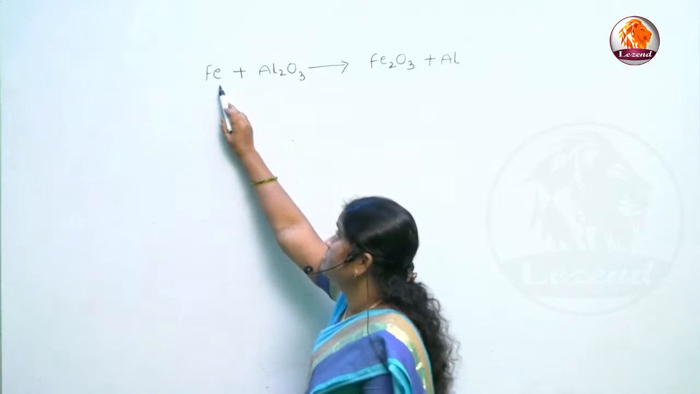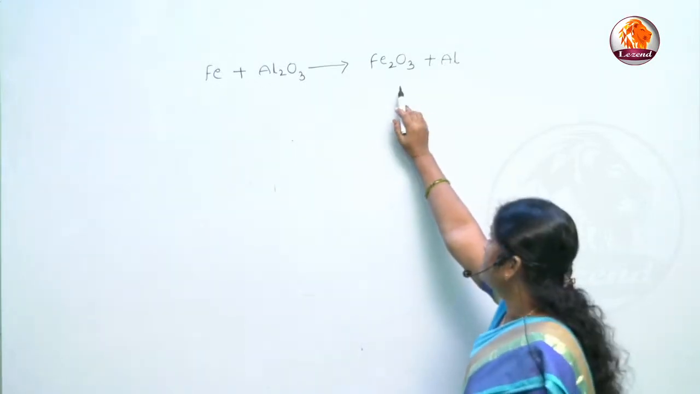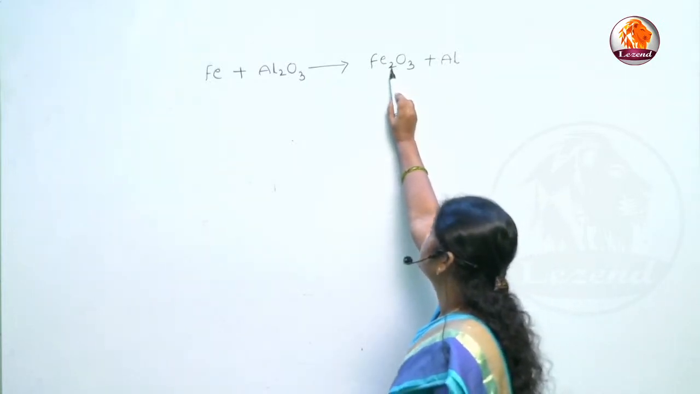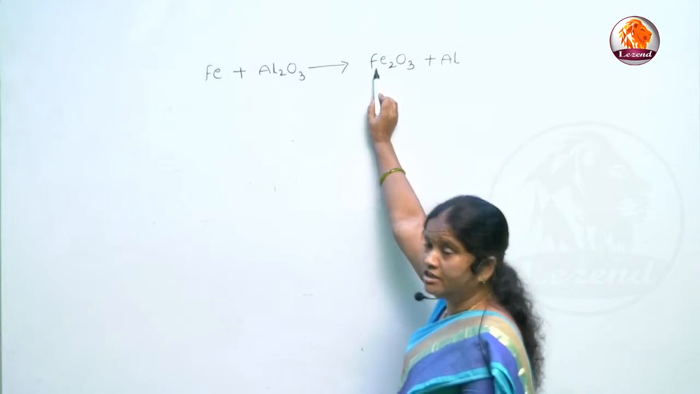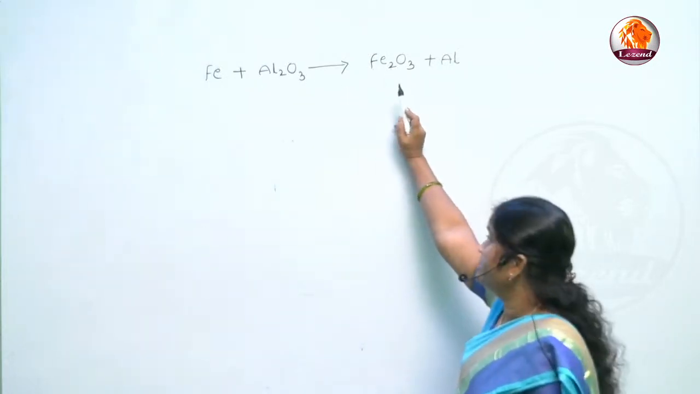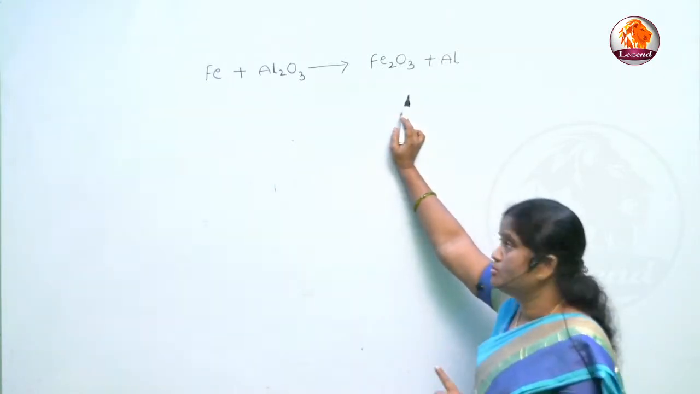Here one atom of iron we have on the reactant side, and also compare the iron atoms on the product side. Fe2 means what? It indicates 2 atoms of iron. On the left side only 1 atom of iron we have, but on the right side how many atoms of iron do we have? 2. So we need to balance the iron atoms on both sides.